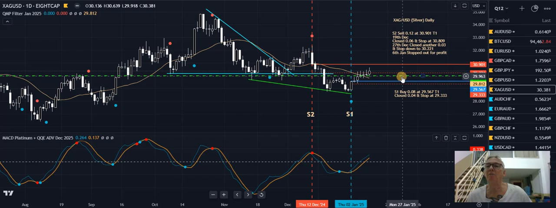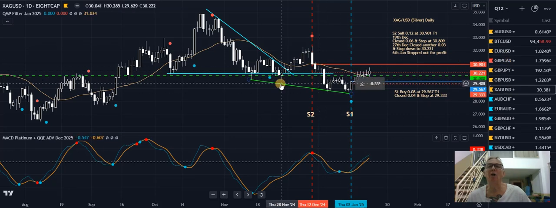We're stuck around this $30 level. That green dashed line is the $30 level. As you can see, it's like a bit of a magnet. Price seems to hug it, hog it, hug it. It's like a magnet. So, yeah, we're in a buy.